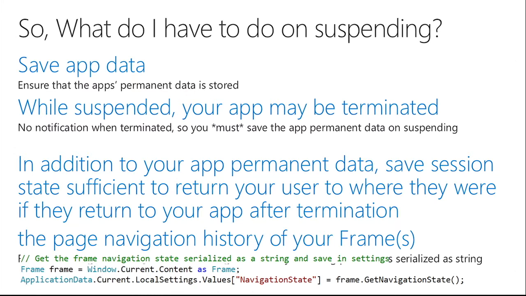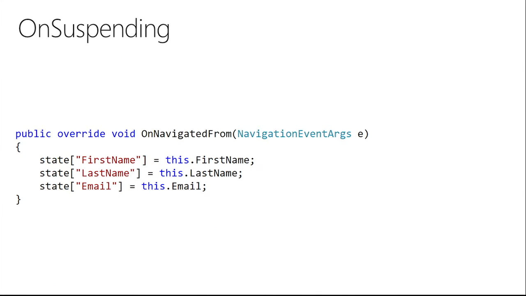So you can get the frame navigation state serialized as a string. So that's all good. So on suspending, you might want to also save the volatile state of a page. This is the situation we just showed you, where the user's halfway through doing something, and we want to save the work in progress as well as the permanent data in case we want to restore that and put them back exactly where they were. And that's of course time dependent and loads of other things.